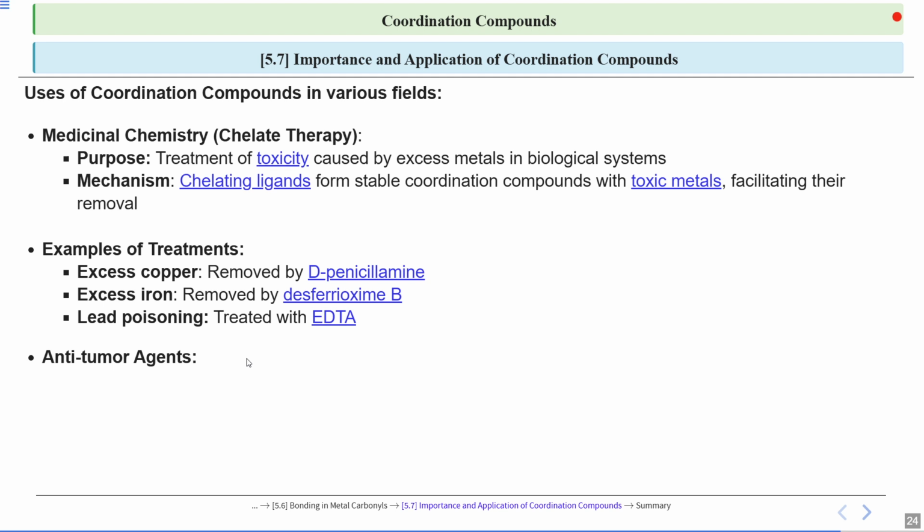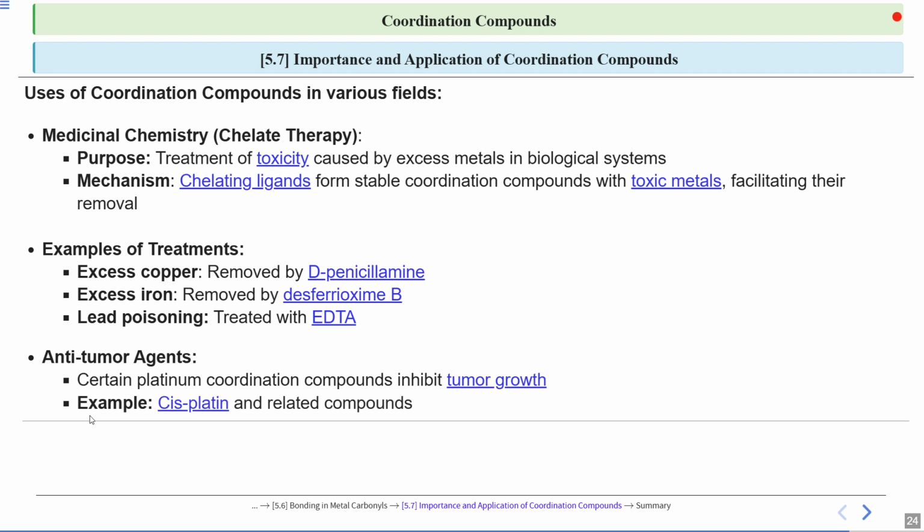We also use coordination compounds as anti-tumor agents. Certain platinum coordination compounds inhibit tumor growth. There are some platinum coordination compounds where the central metal is platinum, which cuts tumor growth, for example cisplatin and related compounds. These are examples of platinum coordination compounds which inhibit tumor growth, so they act as anti-tumor agents.